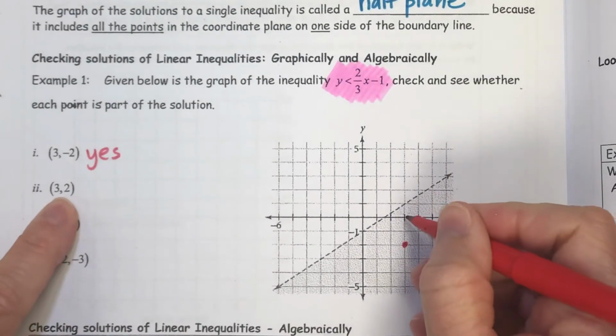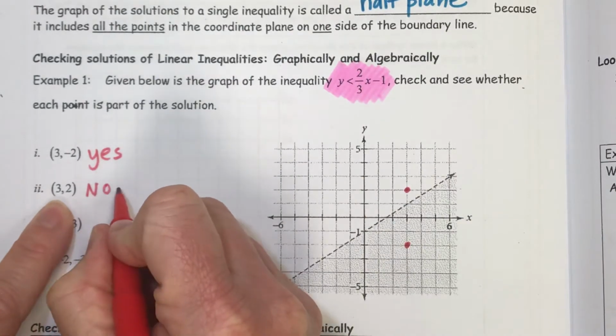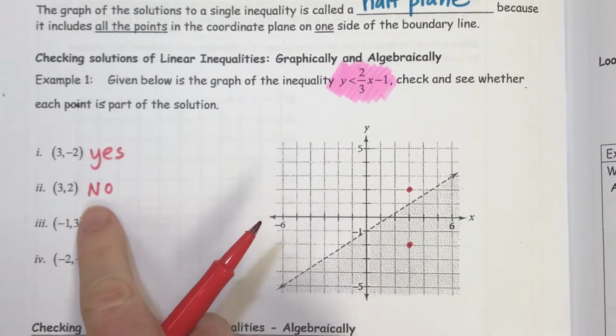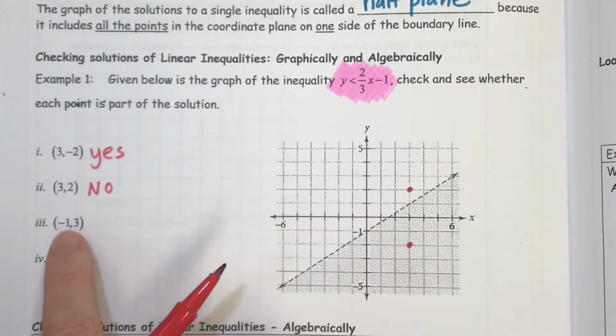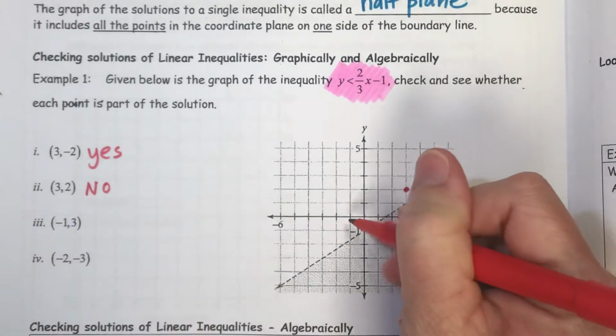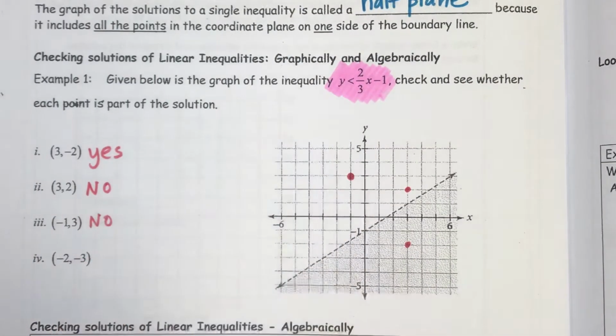So we're still going to go over 3, but this time up 2. This is not in the shaded section, so my answer would be no, (3, 2) is not a solution. And then likewise, we're going to go (-1, 3), or left 1 and up 3. This is definitely no, not in that shaded region.